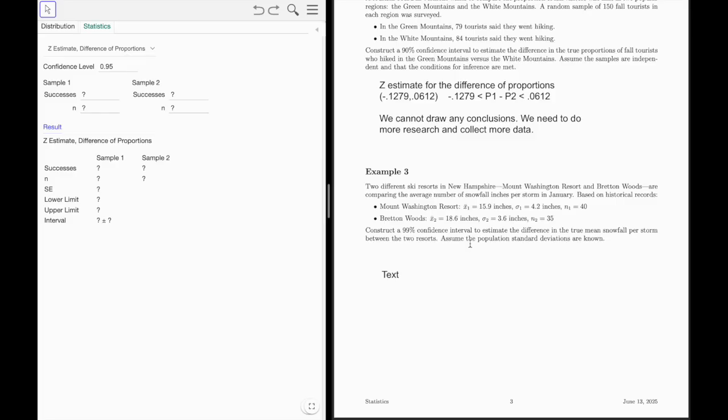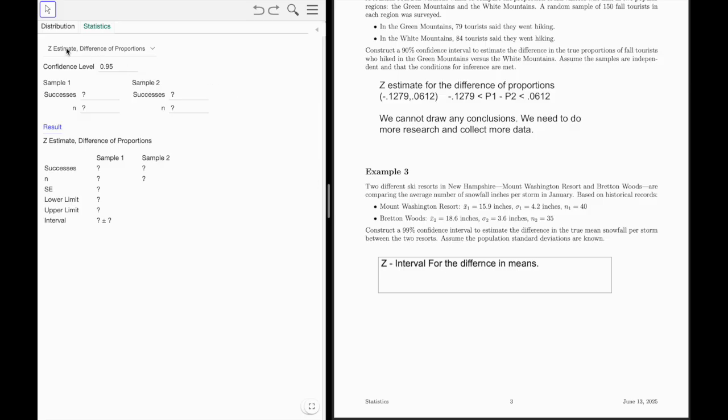So, because we're looking at means here, we're trying to estimate a mean, specifically two means, I should say. We're trying to compare two means. And because we know what our population standard deviation is for both of these populations, we're going to use a Z interval for the difference in means.